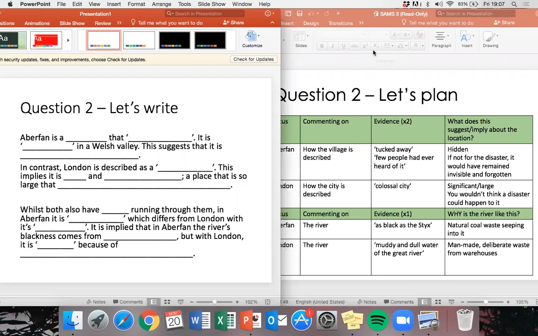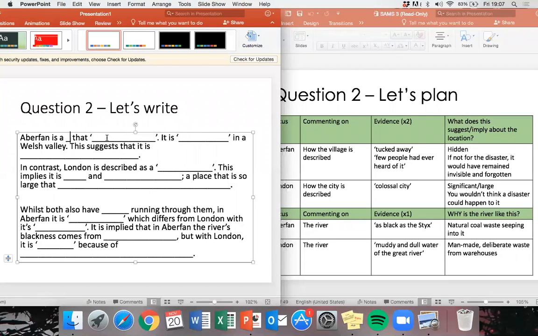So question 2, let's write, okay? In my starting sentence, I'm going, Aberfan is a something, all right? I'm not looking for a quotation here. Where I'm looking for quotations are the places where I have included quotation marks. But this is an opportunity for me to show an inference about the town. I'm going to take those words from that small summary section at the top of source A.